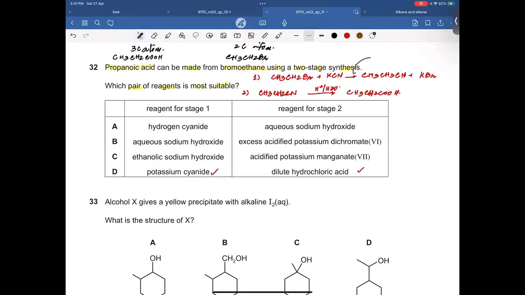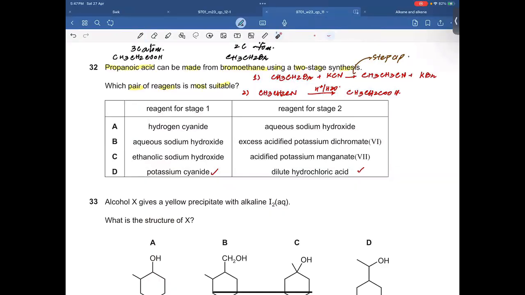This step is called step-up reaction, also called nucleophilic substitution reaction. And a step-up reaction always takes place in alkyl halide. And step-up reaction is a reaction in which we need to increase the number of carbon atom by introducing the cyanide group into the compound.